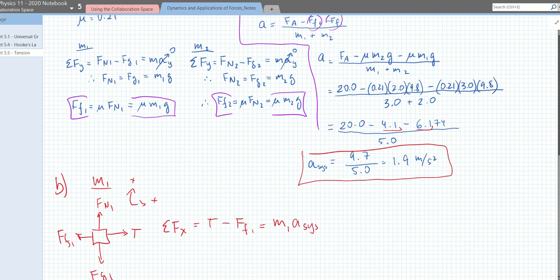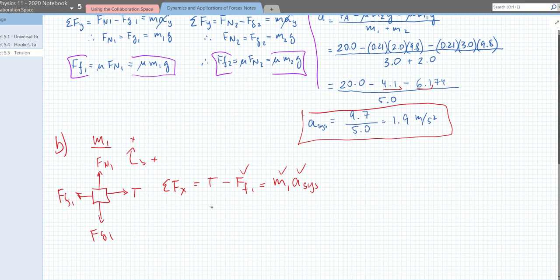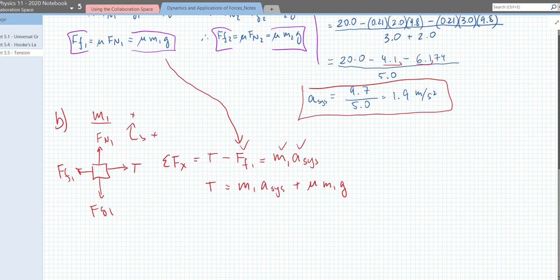So again, all of this is known. We already know this. We know the mass, we know the acceleration. Only tension is unknown. So tension equals m1 times the acceleration of the system, plus the friction force, which is going to be mu m1g. So that goes here. All right, so I moved it to the right, so it becomes positive. So the last step is to just plug in the numbers to get the tension.